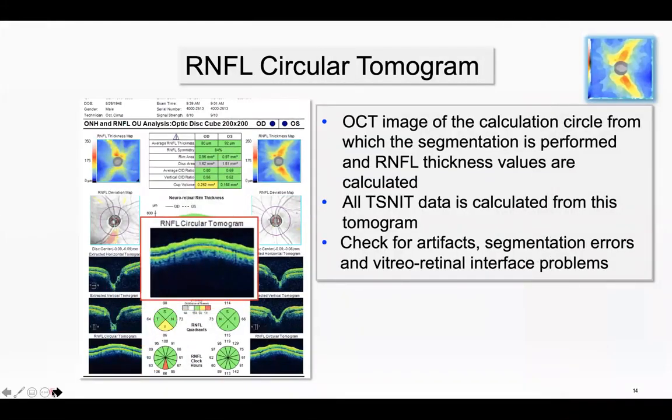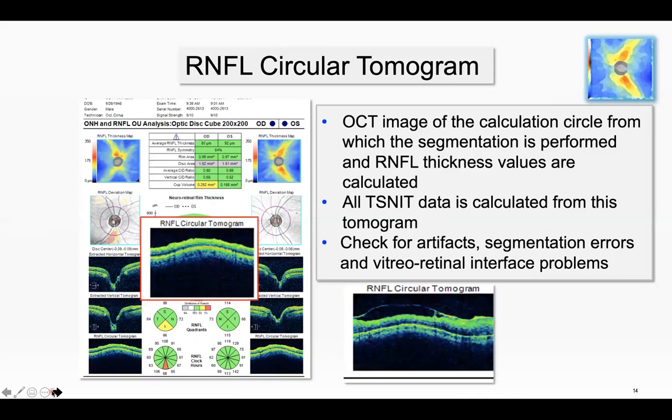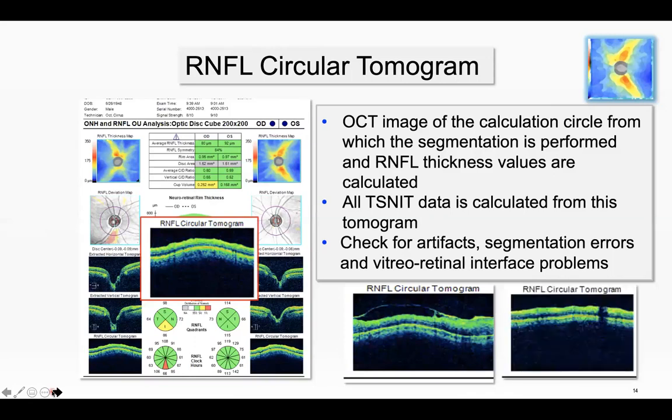RNFL circular tomogram is the OCT image of the calculation circle in which the segmentation is performed and RNFL thickness values are calculated. All T-SNIT data is calculated from this tomogram. Check it for artifacts like vitreoretinal interface problems or unscanned areas like these ones.